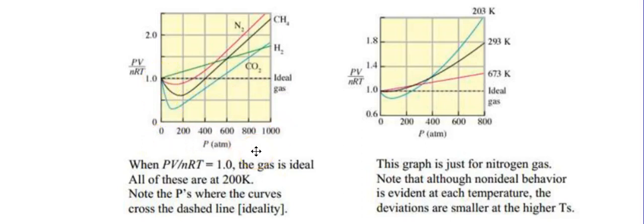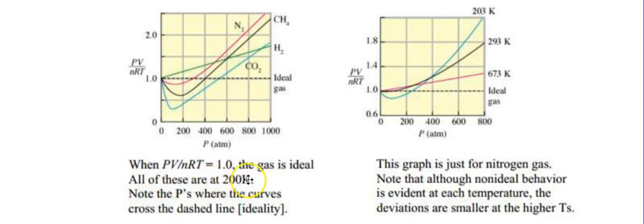So I actually have three things going here. I have how ideal it is. The closer it is to 1, the more ideal. I am changing the pressure, and what else am I changing? I'm changing the type of gas. If I'm changing the type of gas, then I'm looking at perhaps what molar mass is, okay? So it says when PV divided by nRT equals 1, the gas is ideal.